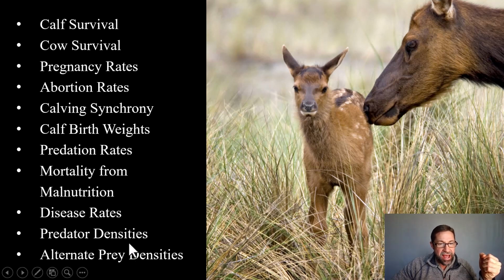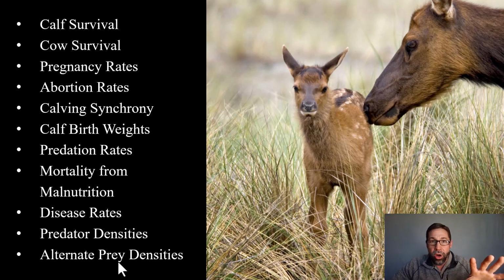We also looked at predator densities. We were consistently and constantly doing predator surveys, as well as we did some flights for alternate prey, mainly for mule deer, to try and understand what mule deer populations were doing. So that's what we sought to measure.